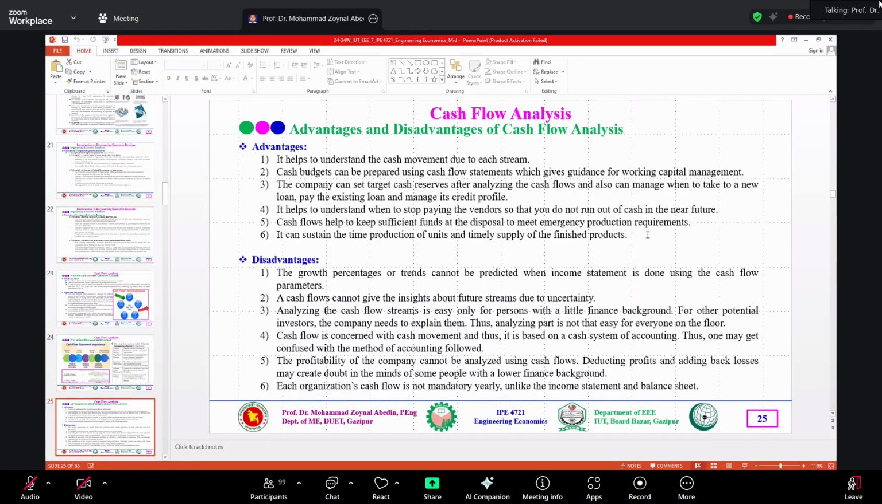Sixth number is that an organization's cash flow statement is not mandatory yearly, unlike the income statement and balance sheet. If you have a company, you must complete your income statement and balance sheet yearly. But it is not mandatory that you do your cash flow analysis. That's a little disadvantage.